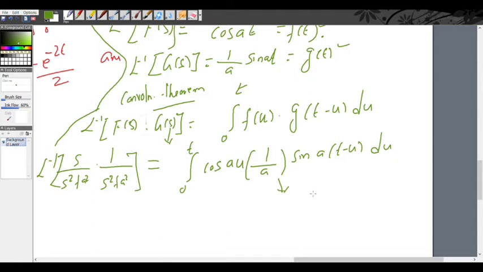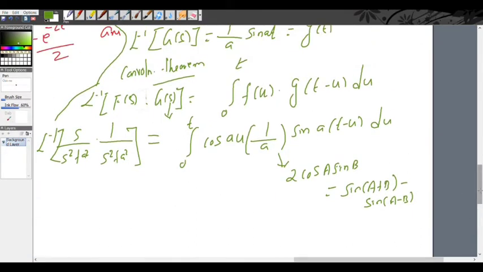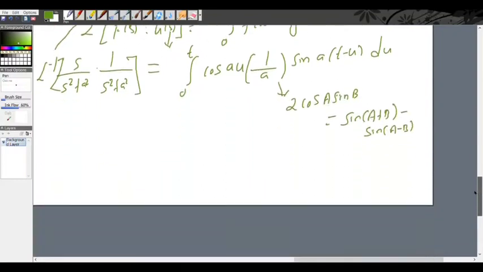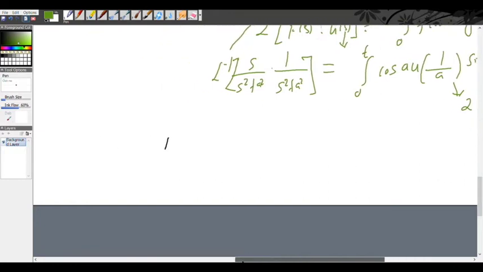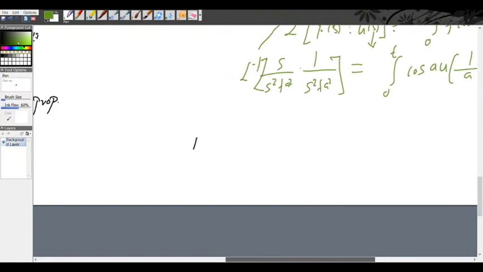But I am not satisfied. Somehow I want this one, 2 cos a into sine b. The formula is sine of a plus b minus sine of a minus b. I know this particular formula. So somehow I have to make this equation into this particular form. Okay, I am writing it here because of the unavailability of space. I will be starting it from here.